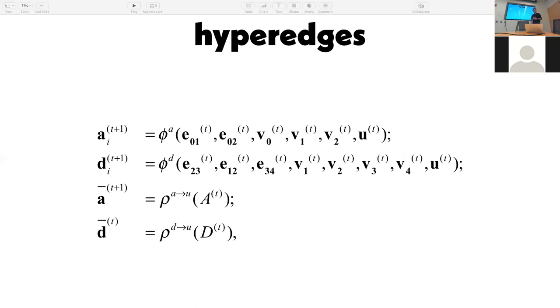We can also include hyper edges. For example, inspired by MD calculations, you can have a hyper edge that connects three atoms, which is an angle, or four atoms, which is a dihedral angle. And you update and aggregate in a similar fashion.